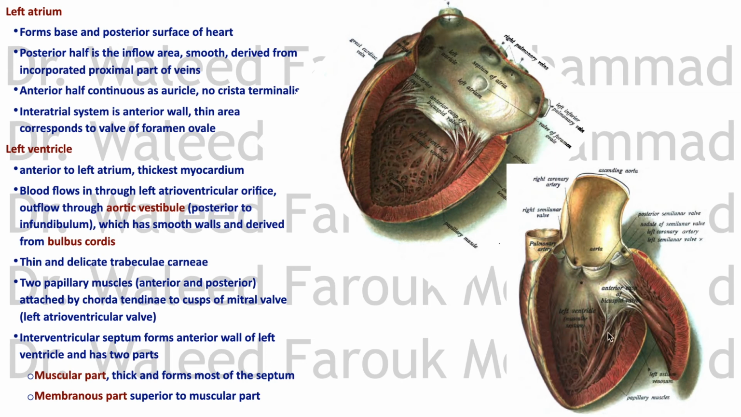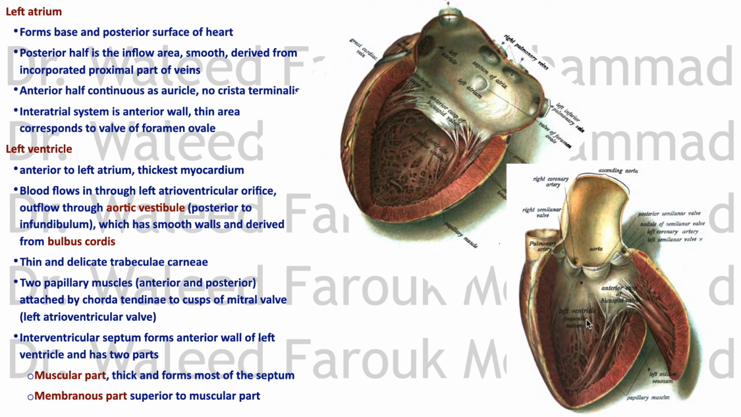we have two papillary muscles for the two cusps of the mitral valve, or the bicuspid valve, the one that separates the left atrium from the left ventricle. Now, the anterior wall of the left ventricle is the interventricular septum. The posterior wall of the right ventricle was the interventricular septum.